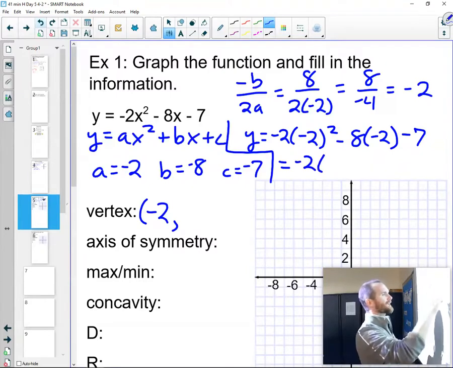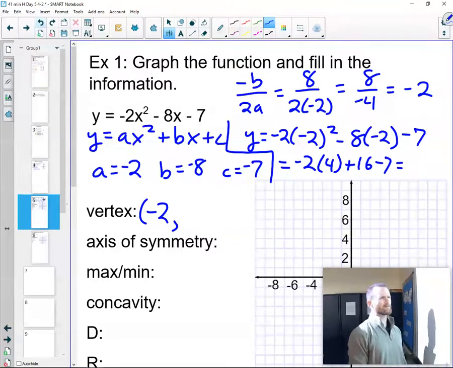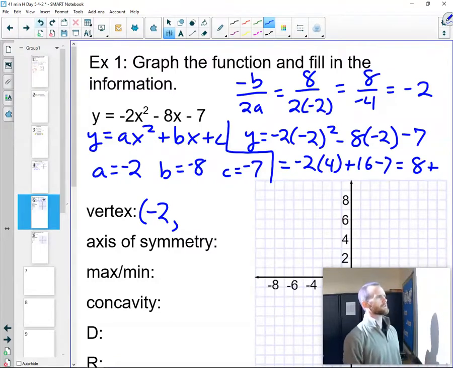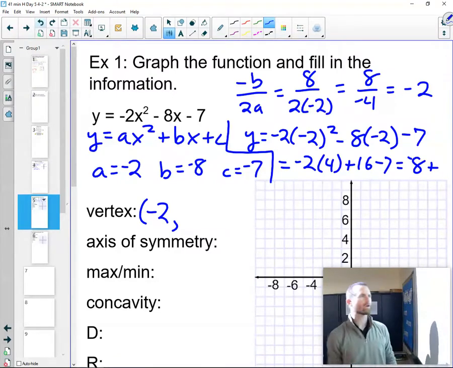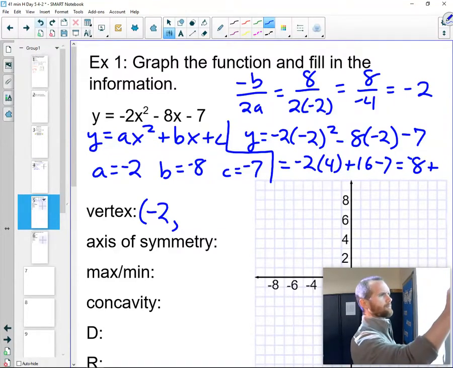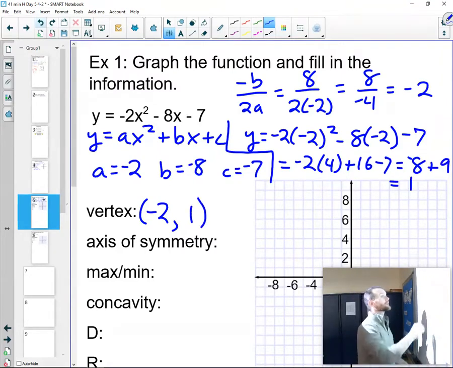I'll show some work here. -2 times 4, that's going to be -8, plus 16 minus 7. Oh wait, did I miss a negative? I did. That should have been a -8. That was a close call. 16 minus 7, that's 9, if I'm doing that correctly in my head. Yep. So we end up with a y value of +1. So -2, 1 is our vertex.